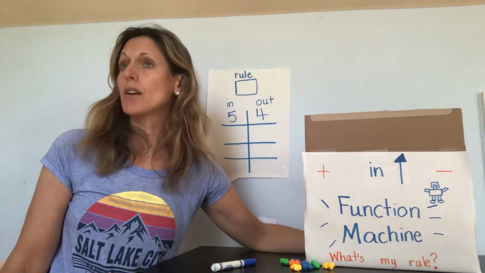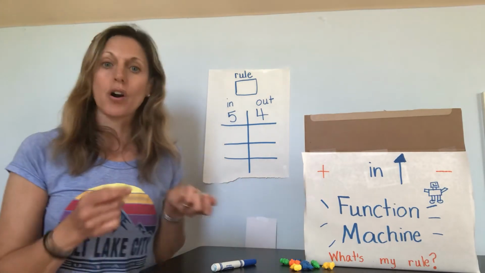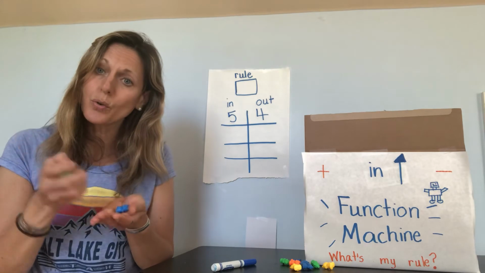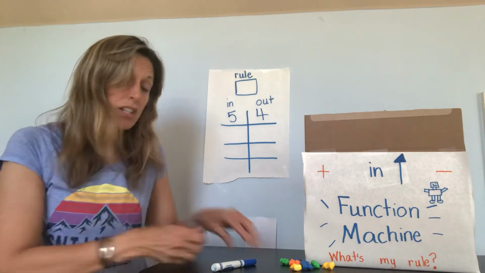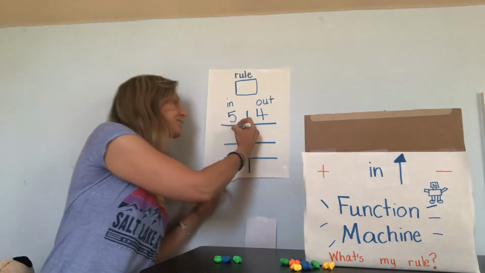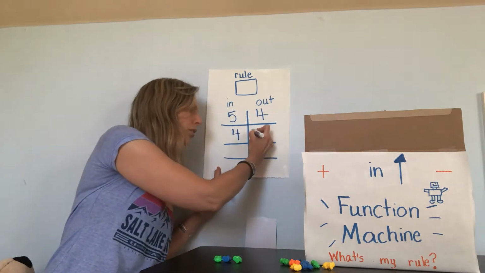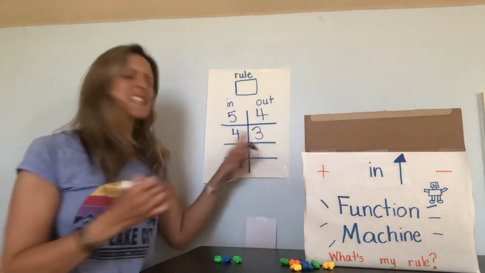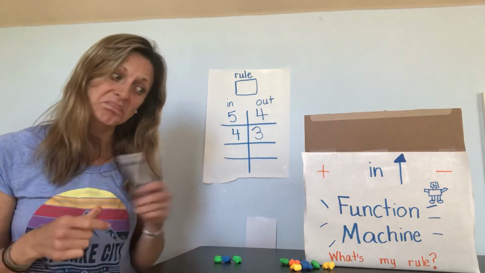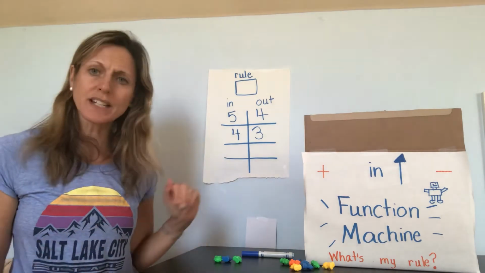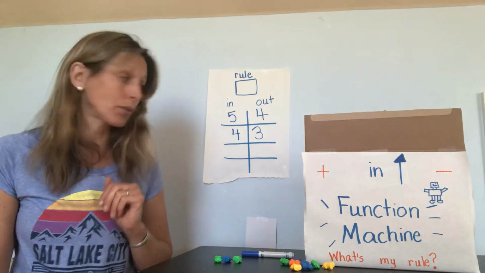Okay, I'm going to put 4 in. Let's see what comes out. Let's count. 1, 2, 3. So 4 bears went in. 3 bears came out. 3 is less than 4. Interesting. I wonder what the rule could be. Let's do 2 more examples and then we'll figure it out. Okay?